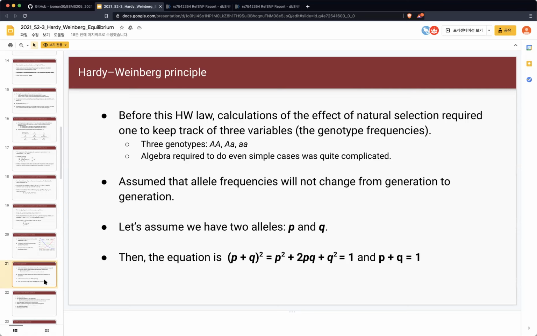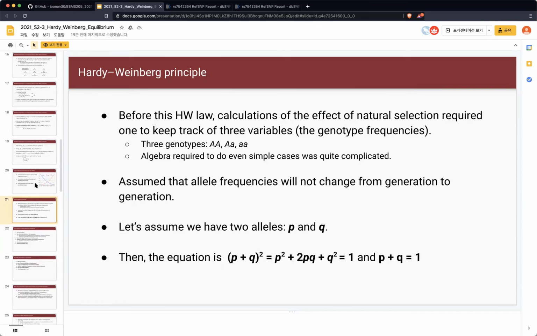Once you know one allele's frequency, you can calculate the other allele's frequency in the population. Let's assume we have two alleles, P and Q. Then you can put it into the equation (P plus Q) squared, which is P squared plus 2PQ plus Q squared equals 1. That is exactly the same as P plus Q equals 1, because you can take the square root. This is simple mathematics, think about your high school.